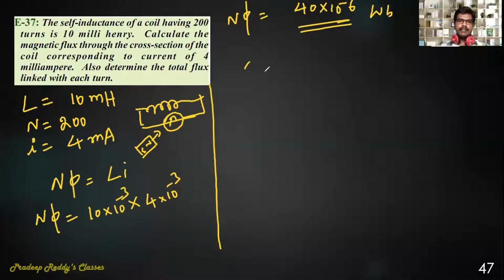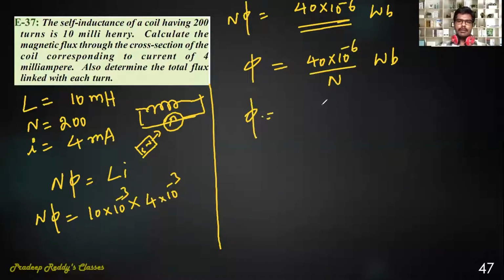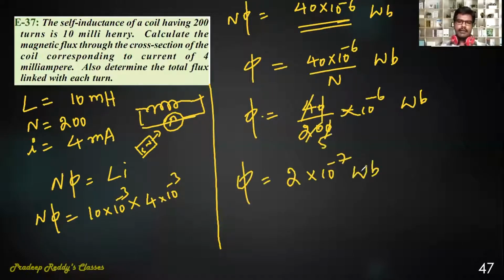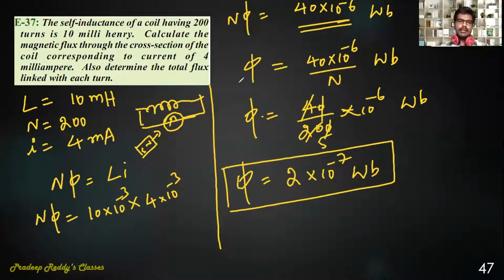Now flux linked with 1 turn will be equal to 40 into 10 power minus 6 divided by total number of turns, and this is in Weber. So flux phi will be equal to 40 divided by number of turns, 200, into 10 power minus 6 Weber. It is 4 5 20. So flux phi will be equal to 2 into 10 power minus 7 Weber. This is equation for flux change in the coil.